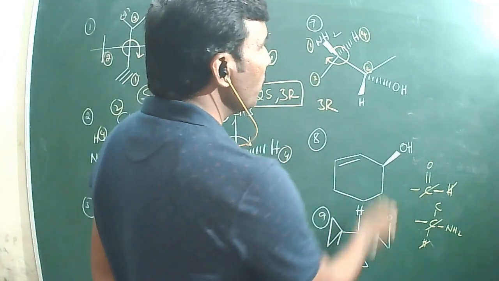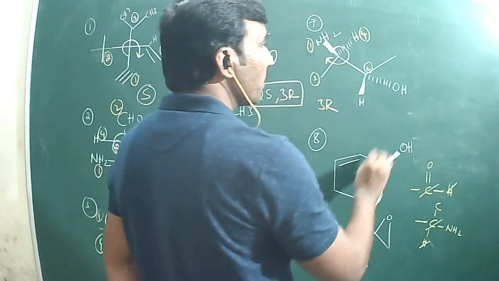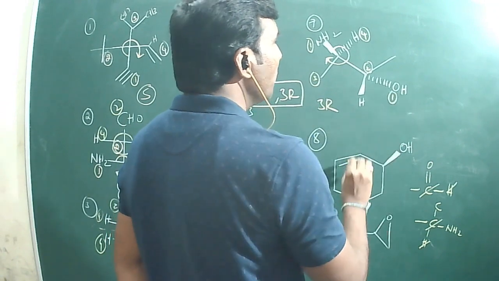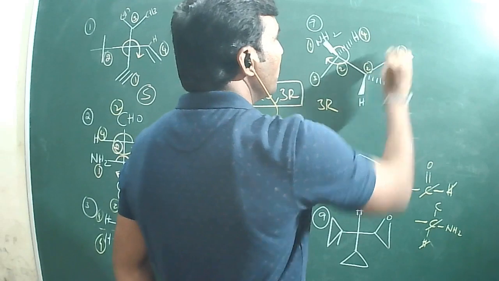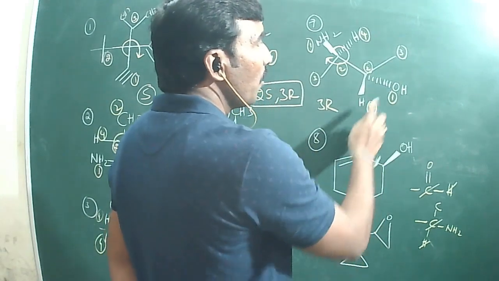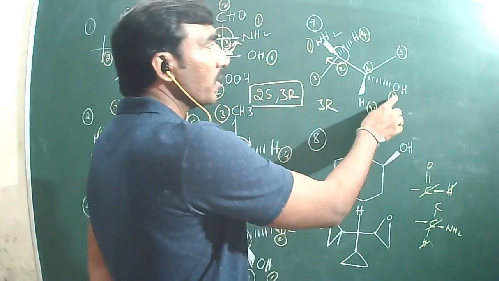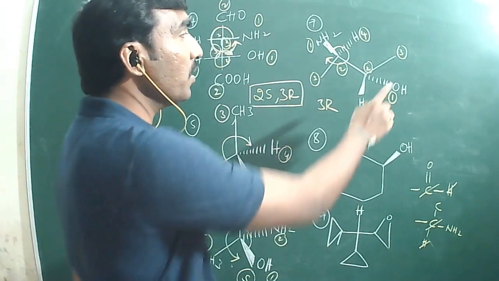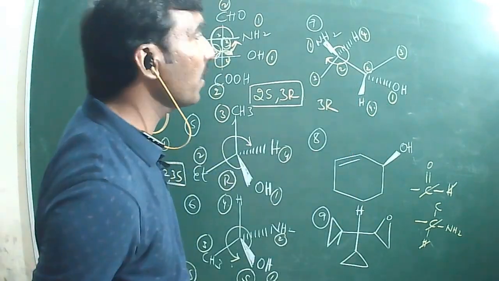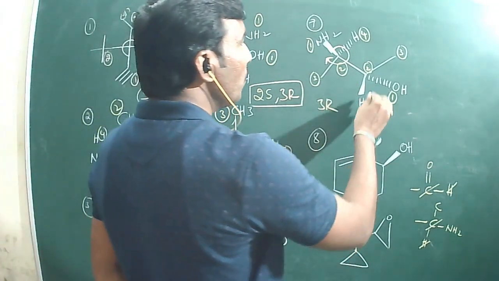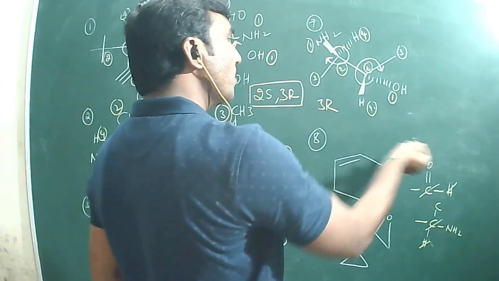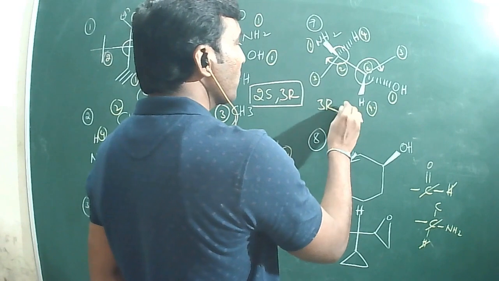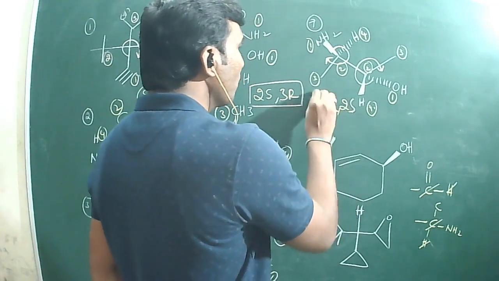Now coming to this one, because OH and CH2OH will get more priority. First priority, second priority group, this entire group, and third priority and fourth priority. Fourth is on dotted line. First is on dotted line, fourth is on thick line. Reverse, no. So move it 1 to 2, 2 to 3. Clockwise, but you have to take it as reverse. 2S, 3R.